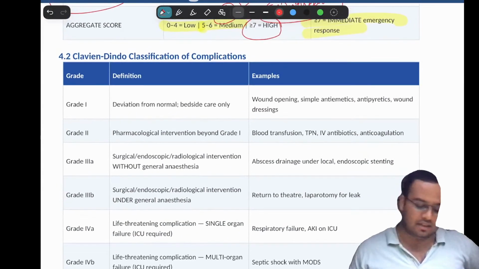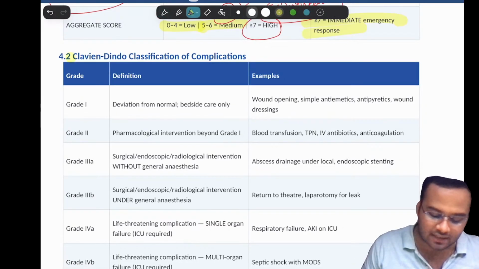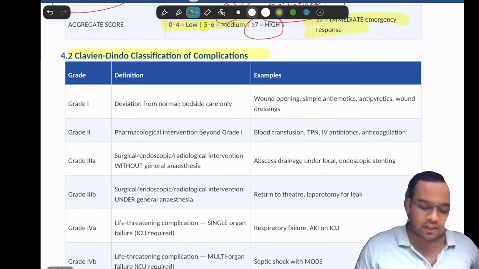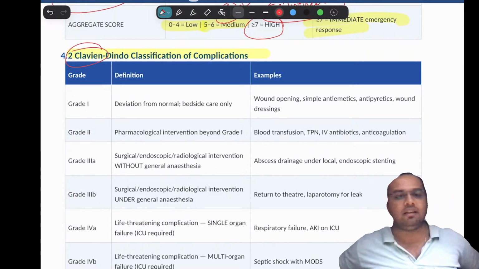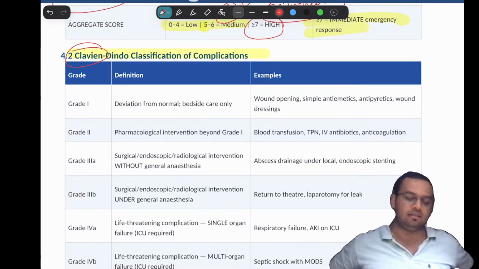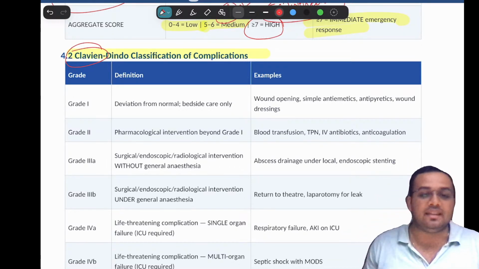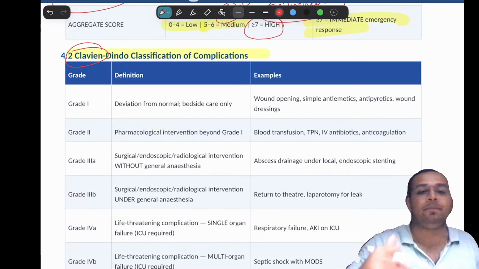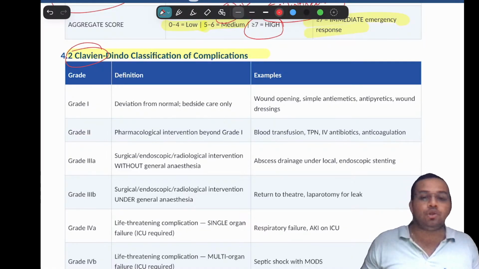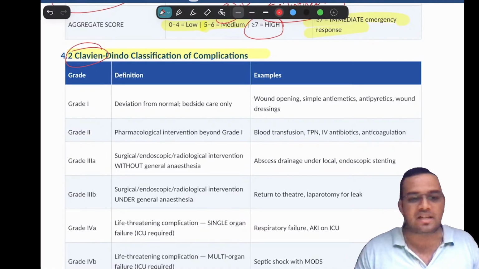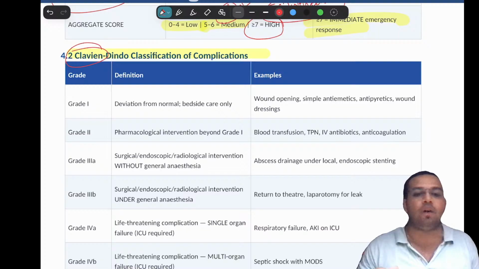Then comes a system which is known as the Clavien-Dindo classification. So let's see first who he is. He is Pierre Clavien, a surgeon in Switzerland. He is an HBP surgeon, and he proposed the classification of the complications which a surgeon has. So you should know how competent you are at managing the patient, what your post-operative outcomes are, and how you are managing the patient.